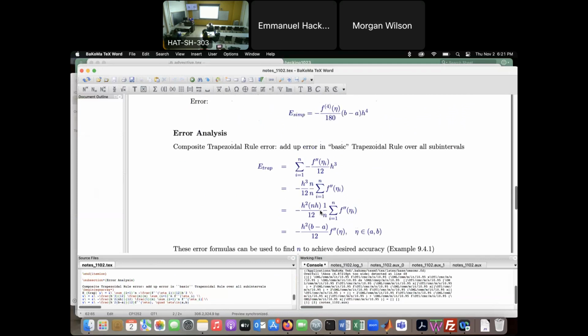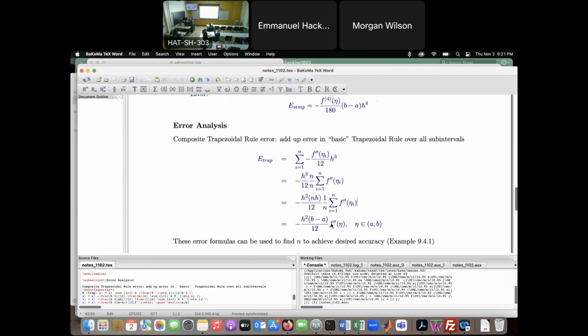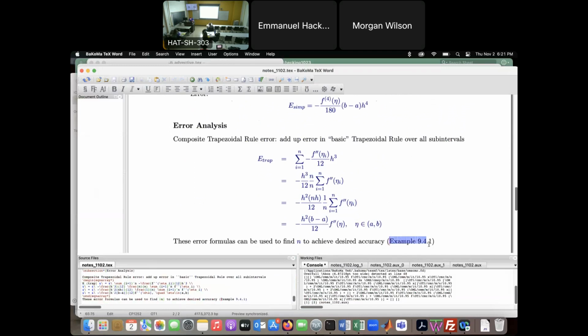Yeah. Okay. So here we get the error formula, but actually I'm not entirely done yet, because I do want to show you this example of how these error formulas that I've shown you can be applied.